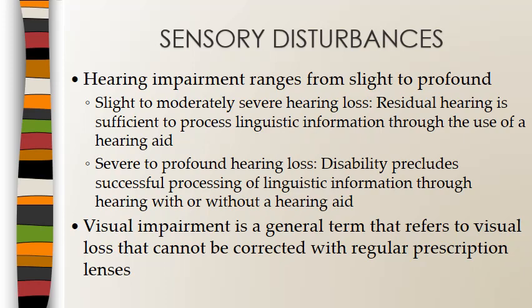Visual impairment is a general term that refers to visual loss that cannot be corrected with regular prescriptive lenses. So when we're talking about visual impairment, we are talking about children's vision that's not able to be corrected through wearing glasses or contacts.